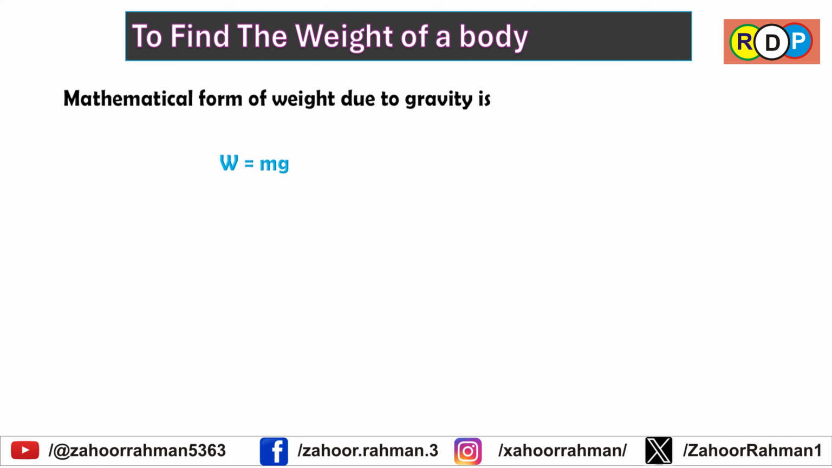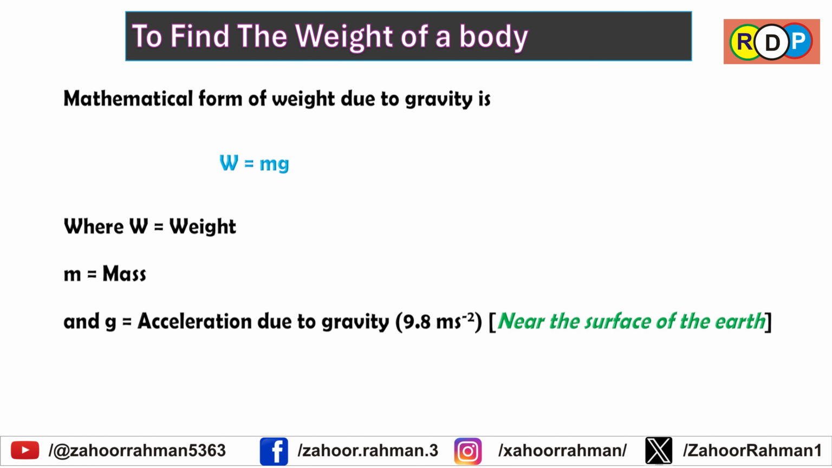One is W, which we are going to find, but we have to declare that because we will store the value in it. W is equal to weight, m is equal to mass, and g is acceleration due to gravity, whose value is constant, and that is 9.8 meters per second square near the surface of the earth. The value of g changes with altitude. So I am writing it in green, near the surface of the earth. On the moon, the value of g will be different than the value of g on the earth.